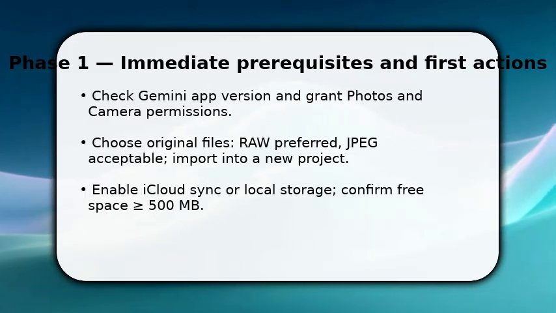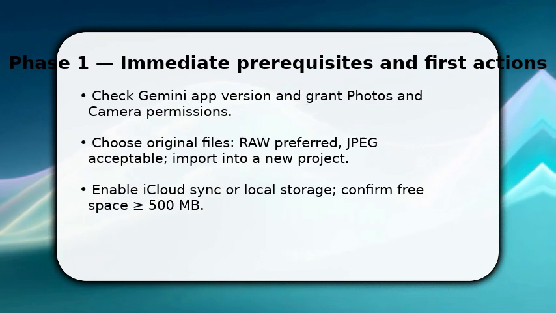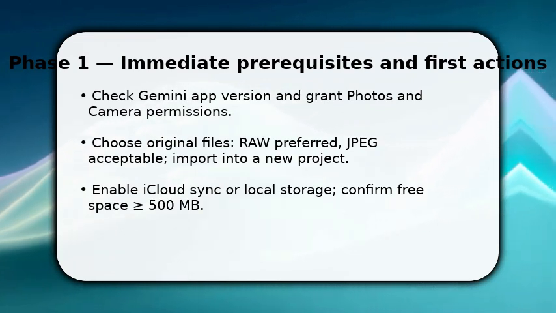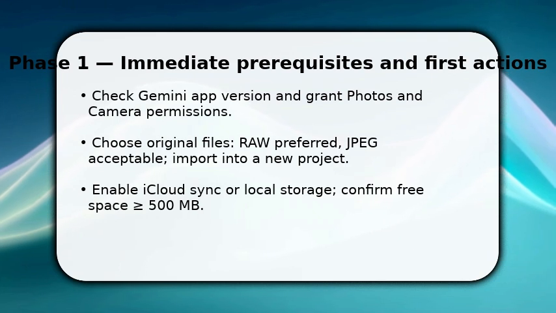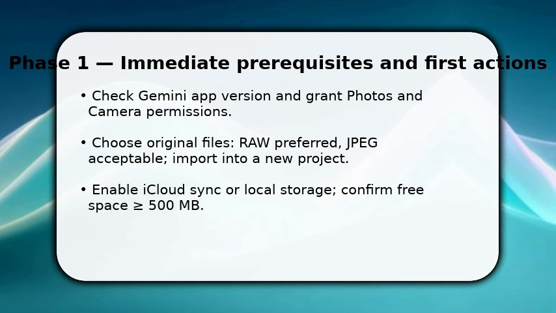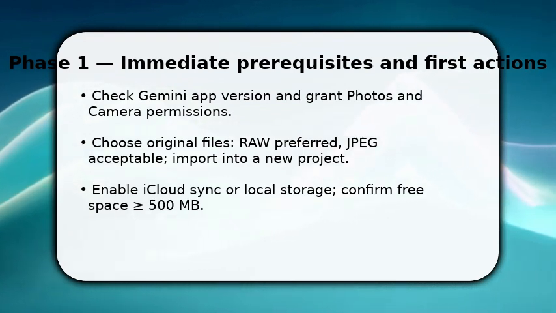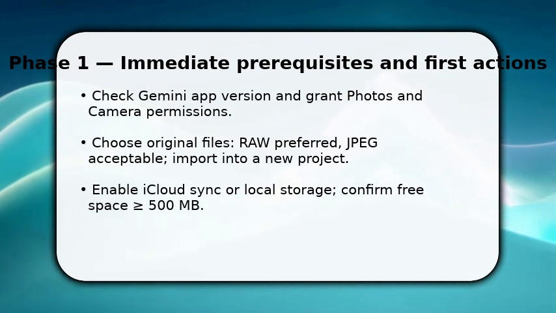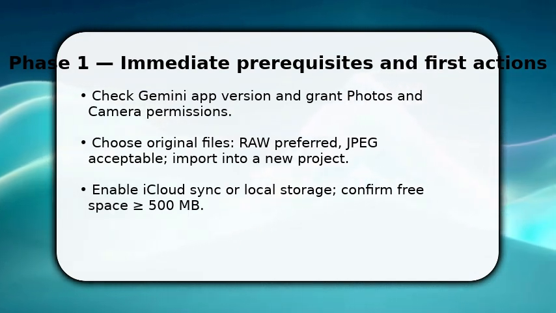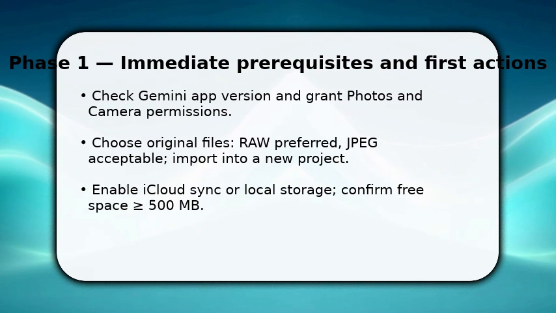You start by preparing your assets and app permissions. Open Gemini, grant photos and camera access, and pick the images you'll edit. RAW files keep more detail, so use them when possible. Once done, import into a new project and decide on iCloud versus local storage. iCloud keeps edits synced, local is faster. Make sure you have at least 500 MB free to avoid crashes. By beginning here, you avoid data loss and get maximum control over color and exposure later.